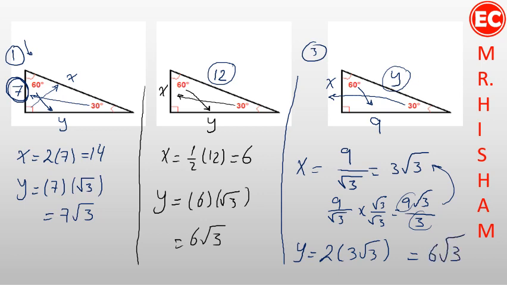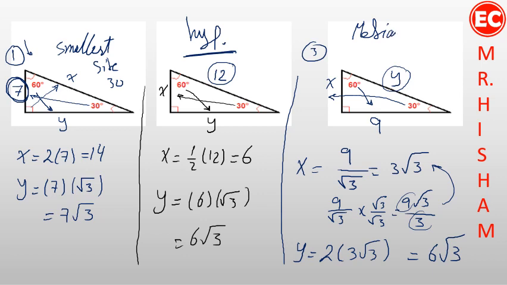So in these three different cases, the given in the first was the smallest side, opposite to the angle 30. The second case was given the hypotenuse, the longest side, and the third case is the medium side, opposite to the angle of measure 60 degrees. And this is all what you need to know about the special right angle triangle.